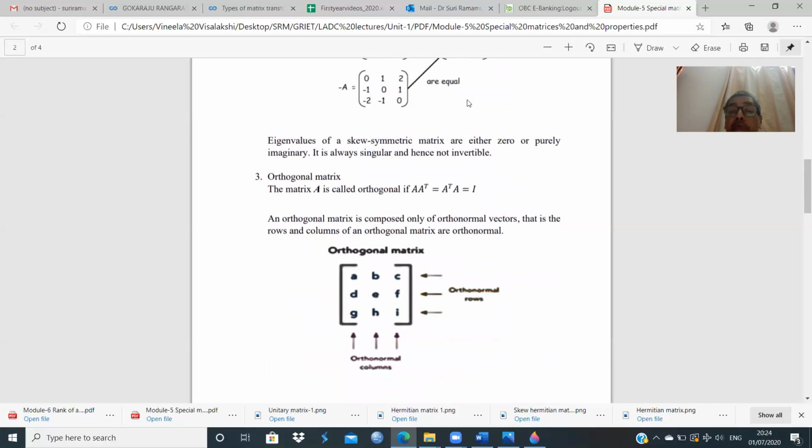Then comes a very important matrix called the orthogonal matrix. It should be square and should satisfy the rule A A transpose = A transpose A = I. What is very important for orthogonal matrices? All the row vectors as well as the column vectors should be orthonormal, which means they must not only be mutually orthogonal, but they must be of unit length, row-wise or column-wise.